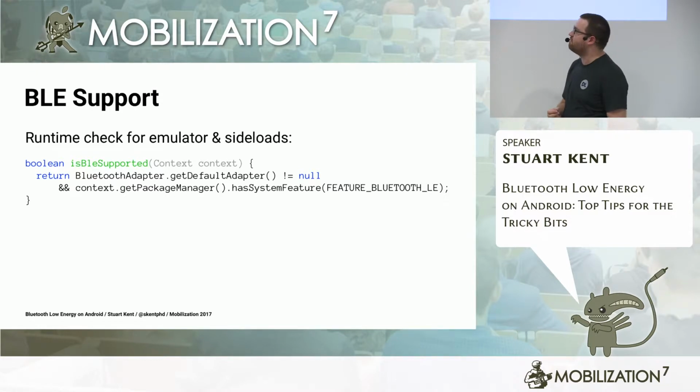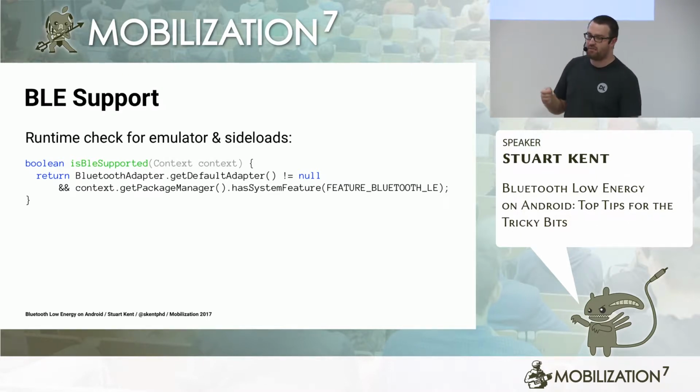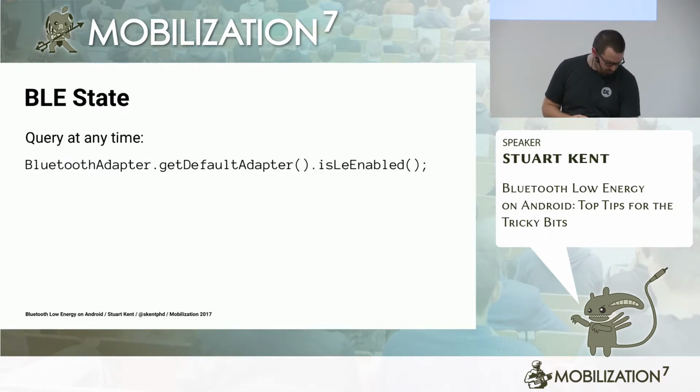However, I would still recommend building in some runtime checks in your applications. First of all, for your own sanity, because you'll be able to install it on the emulator, but then it will crash because the emulator doesn't support Bluetooth. And secondly, there might always be users who are sideloading applications not through the Play Store. So this is the right way to do a runtime check of Bluetooth and Bluetooth Low Energy support.